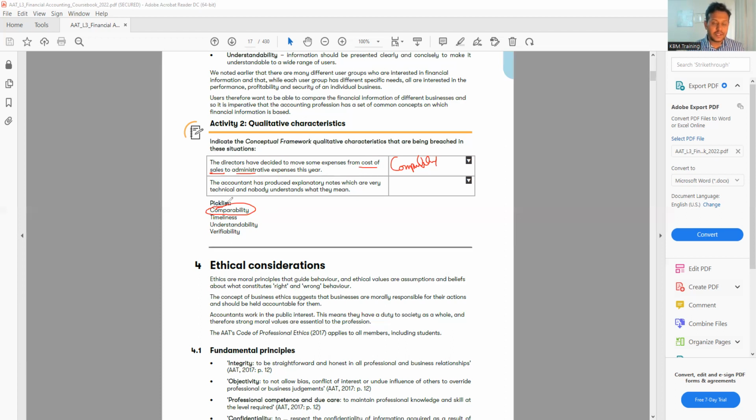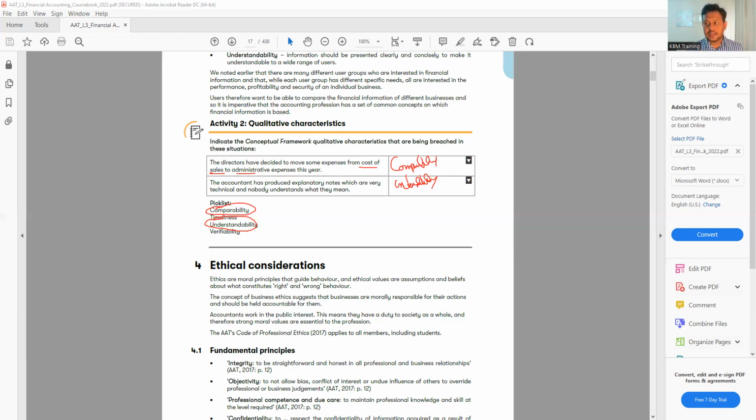And then we have here, the accountant has produced an explanatory note which is very technical and nobody understands what it means. So this is the issue with understandability. If you prepare some note and use very technical words, people from a non-financial background have no idea what that means. So if this is the case, it will be an issue for understandability.